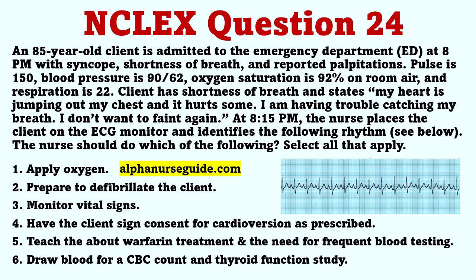The correct answers are 1, 3, and 4. The client has atrial fibrillation and will have an irregular pulse and will commonly be tachycardic, with rapid ventricular responses typically in the 110 to 140 range, but rarely over 150 to 170. The goal of treatment is the restoration of sinus rhythm.